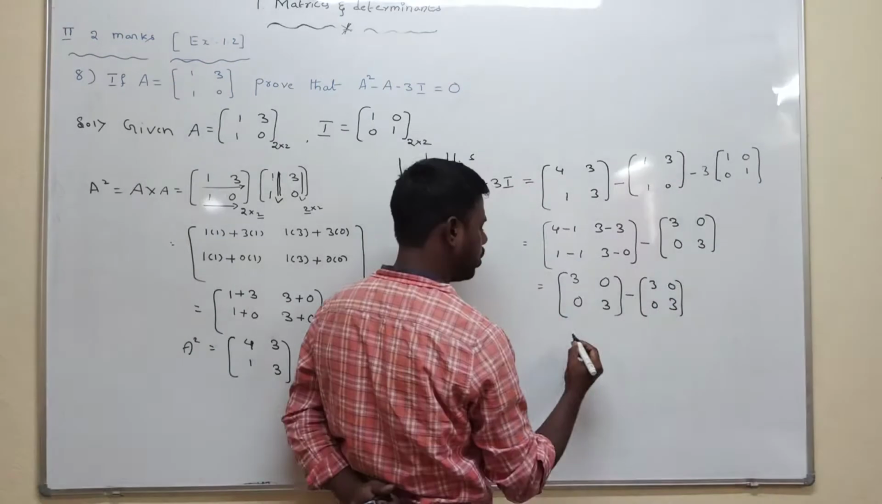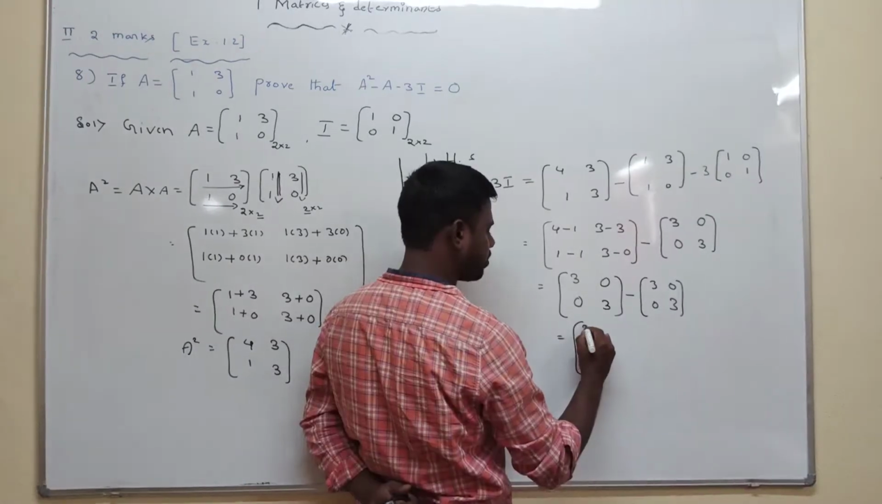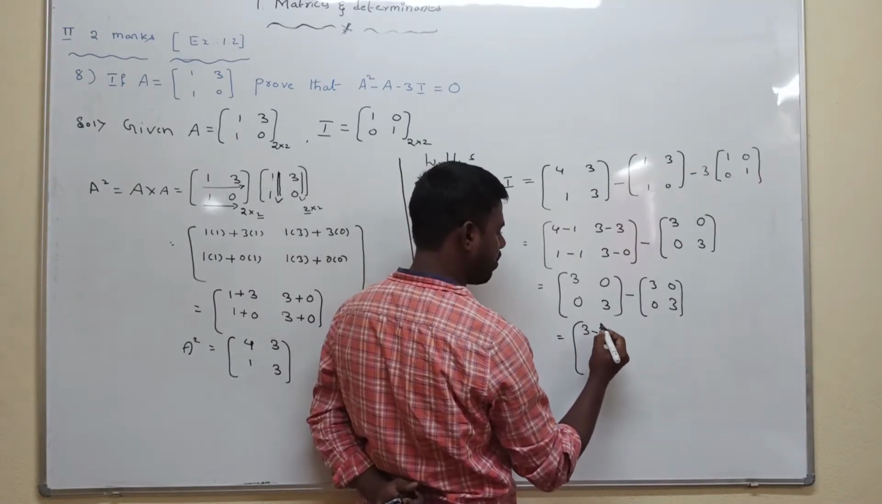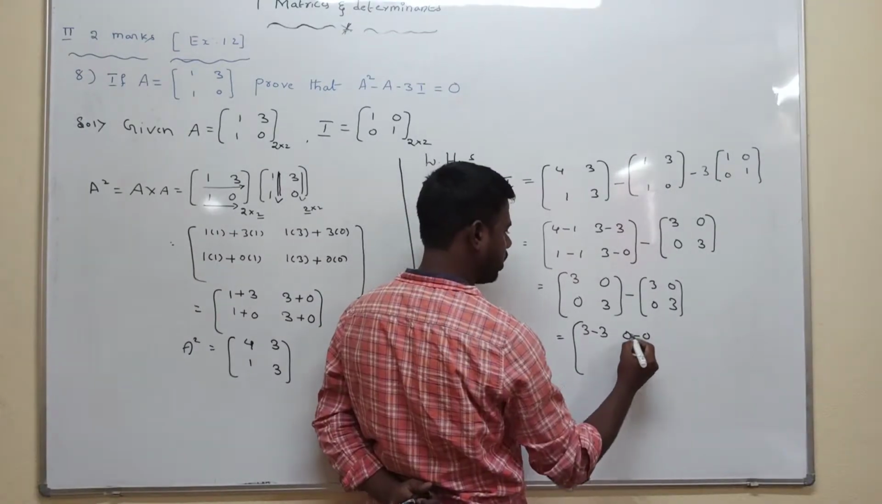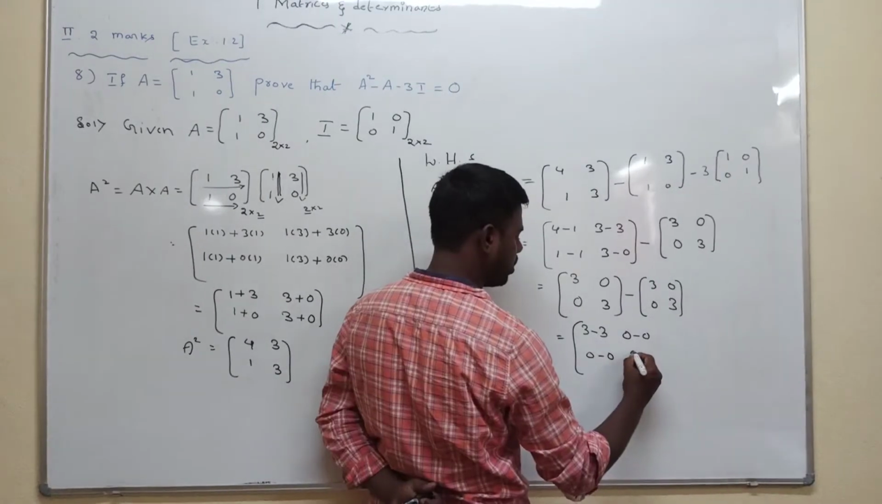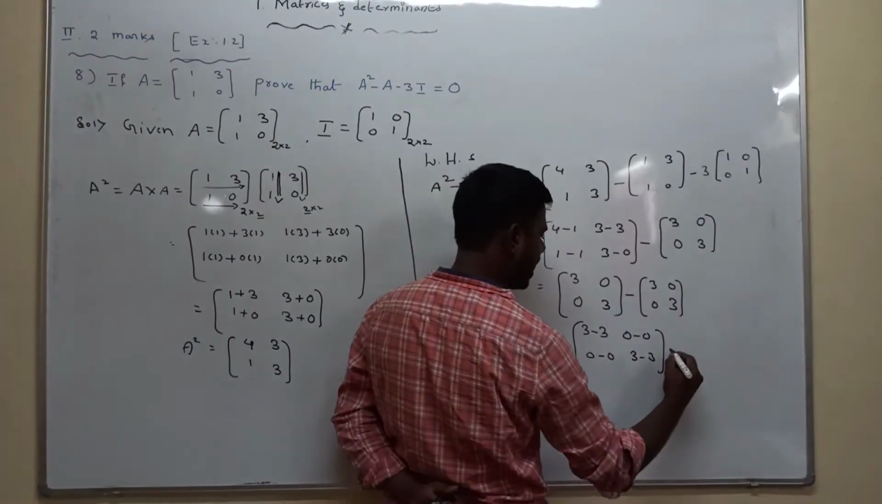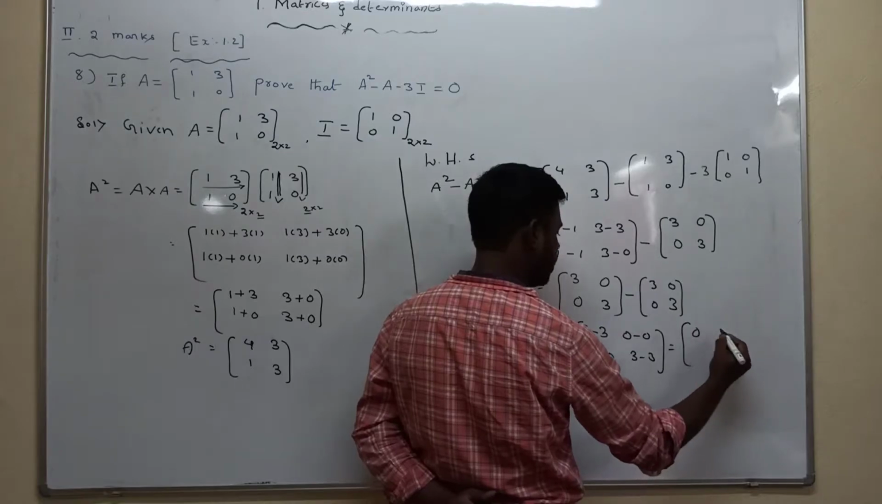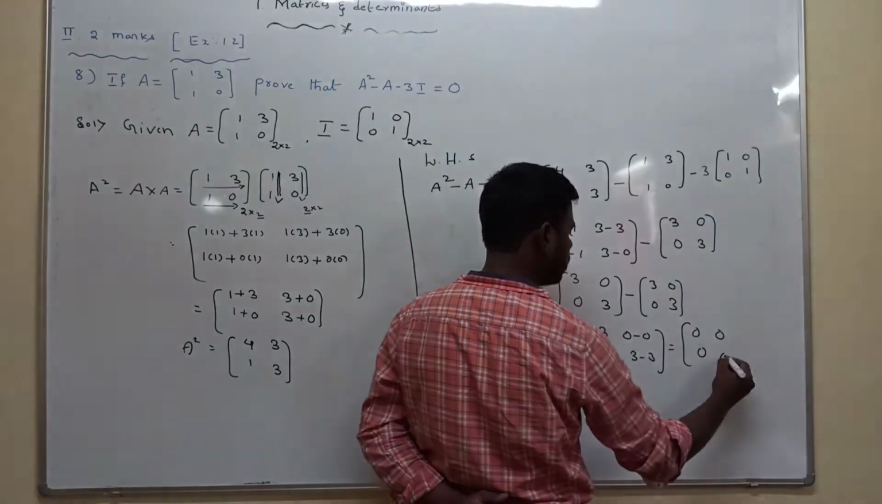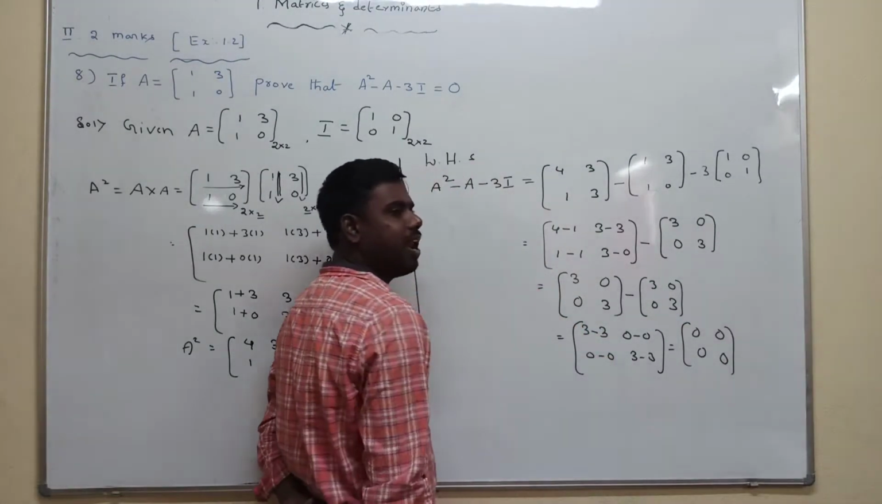Again subtracting the two matrices, subtracting the corresponding elements: 3 minus 3, 0 minus 0, 0 minus 0, 3 minus 3. So finally you get 3 minus 3 is 0, and all elements are 0. Finally you got the null matrix.